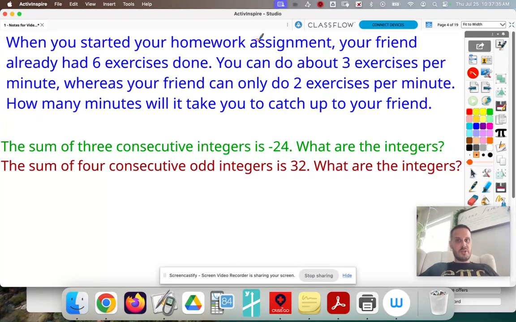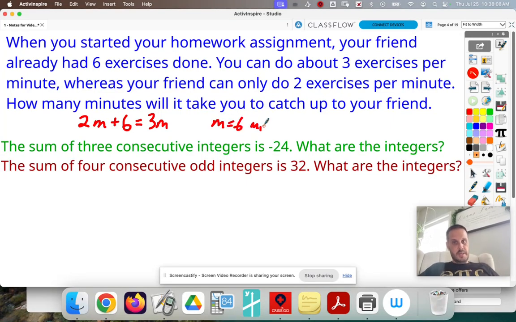So let's go back to this problem. You started your homework assignment. Your friend already had 6 exercises done. You can do 3 per minute. Your friend can only do 2 per minute. How many minutes will it take you to catch up? So my friend does 2 exercises per minute, and we'll call it M number of minutes. So that's 2M, plus he already got 6 done, equals my 3M, where I'm doing 3 per minute times the number of minutes. And now it's a wicked easy problem to solve. And you're like, oh, M equals 6 minutes. Okay.